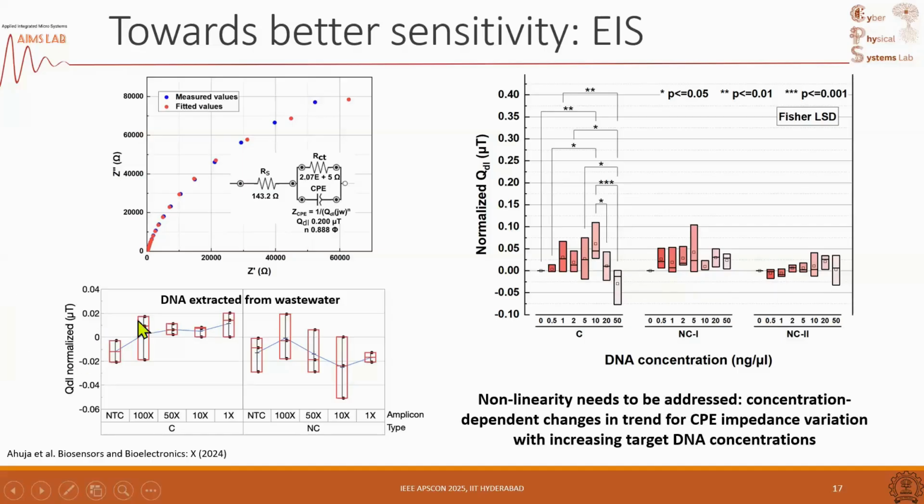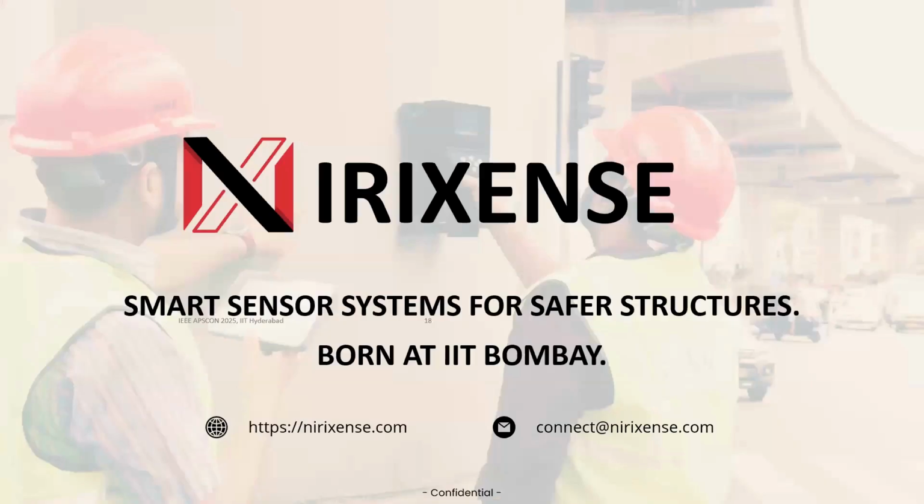There's a lot of variability still, which needs to be addressed. So that is something we are working on. And repeatability across different electrodes, because these electrode surfaces are very rough. So what to do about that? All of those things are things that we are continuing to work on.